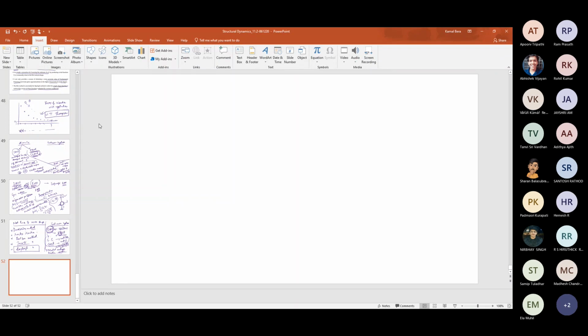And then if you want to specialize, like if you want to concentrate on earthquake engineering, then you refer to the Chopra book or the Clough and Penzien book, because those are specially written for earthquake-related topics. Then for wind-induced vibration, there are so many other books available.